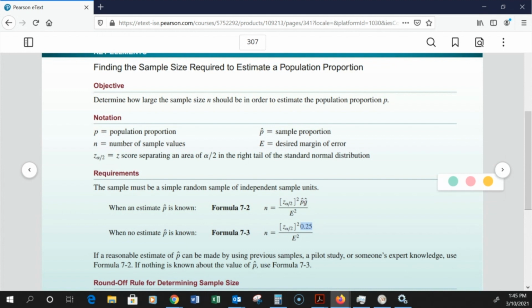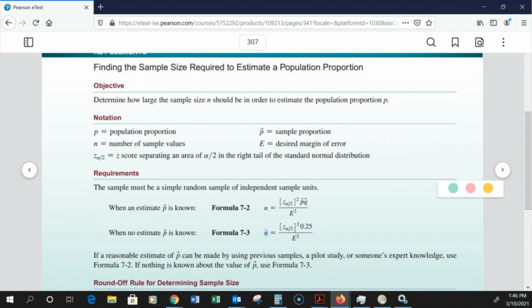You are usually better if you do know p hat, because 50-50 makes this the biggest value you can ever get, 0.25. And you think about it, you say, well, what if it was 40-60? Well, 0.4 times 0.6 is 0.24, which is a little smaller. Your sample size, the number of penguins you need to count, is smaller. That saves you money. If you knew it was 70-30, well, 0.7 times 0.3 is 0.21. We're saving almost 20% of our study dollars, right?